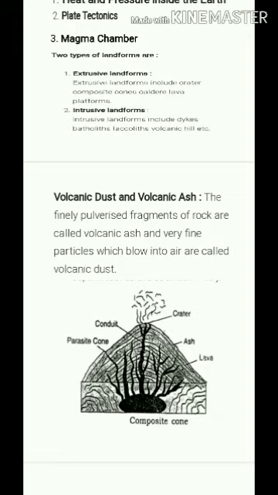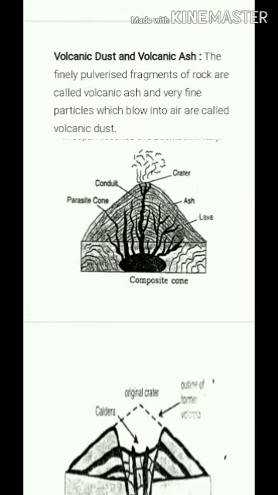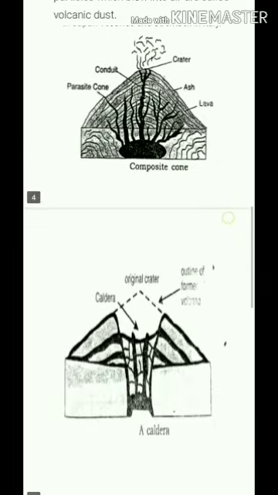Now, volcanic dust and volcanic ash. The finely pulverized fragments of rock are called volcanic ash, and very fine particles which blow into the air are called volcanic dust. Here is the conduit and parasite cone, crater, ash, lava, composite cone, and in the second figure see here, it is the original crater, caldera, outline of former volcano, and a caldera. You see here about the features of the extrusive feature and intrusive feature.